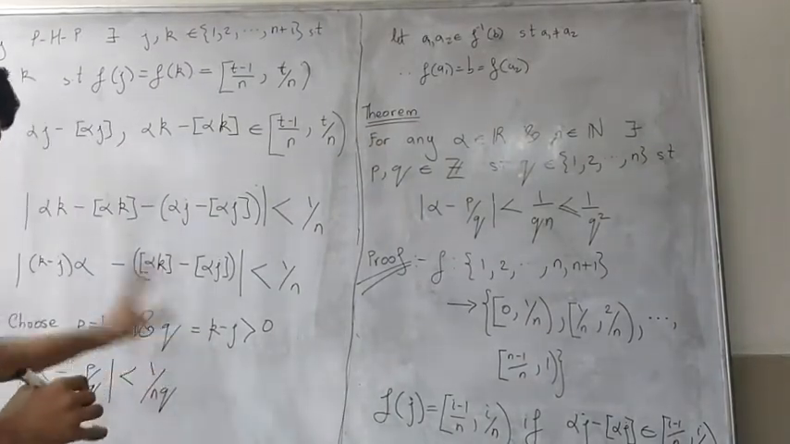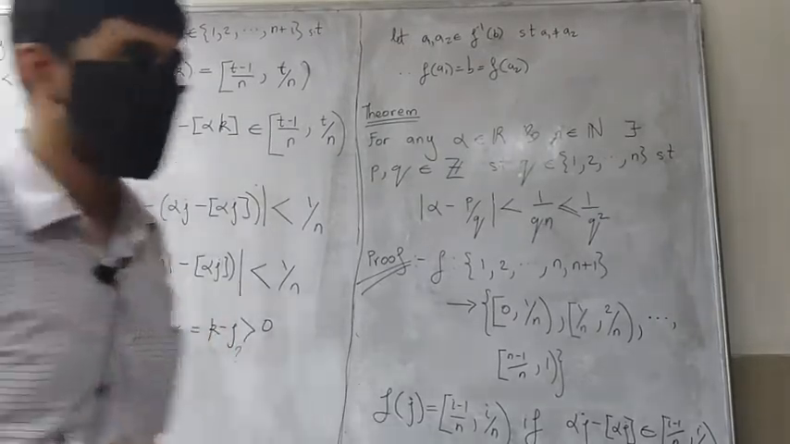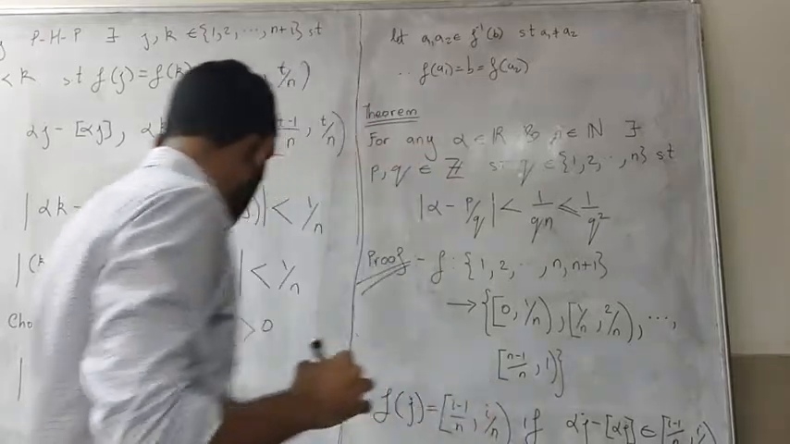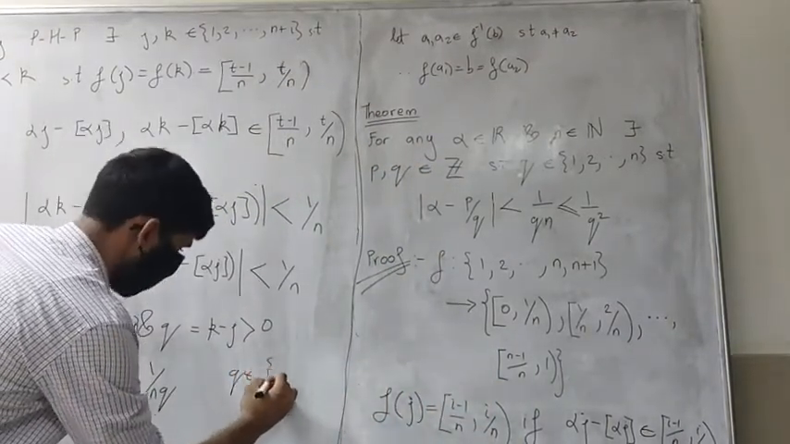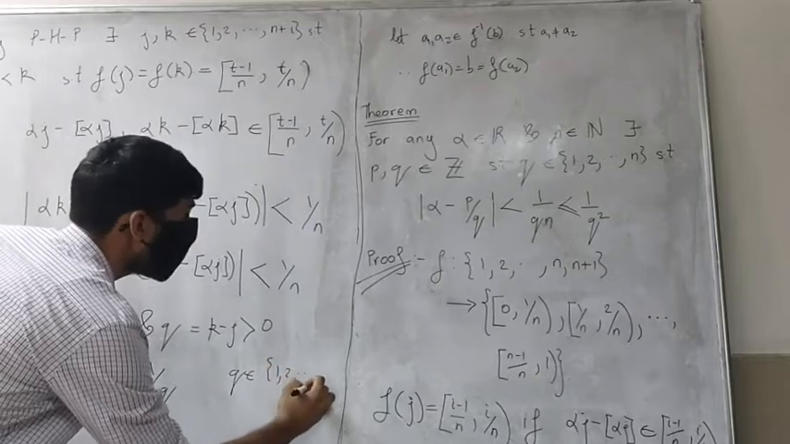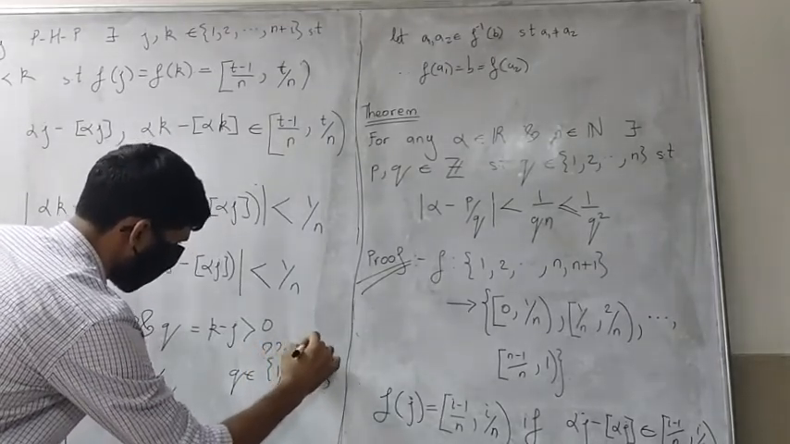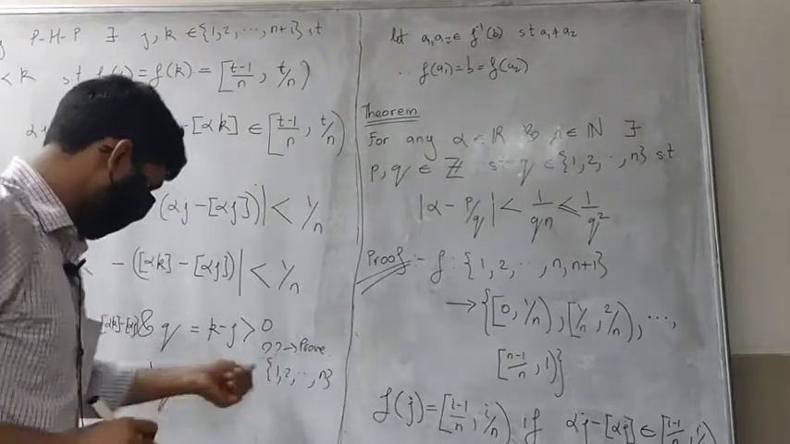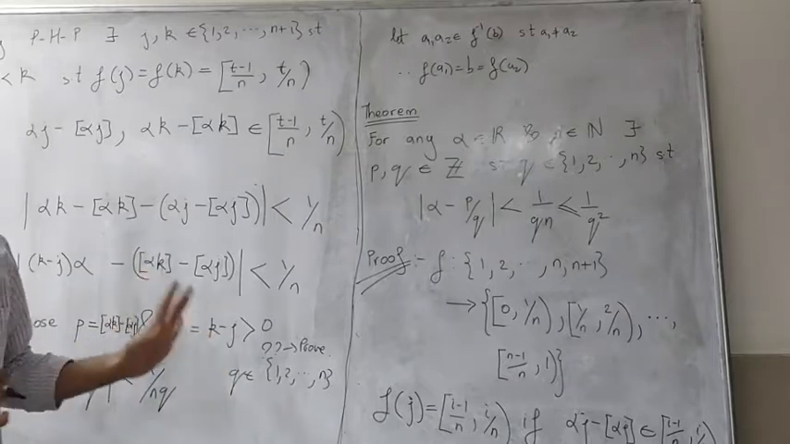So this is something which you need to give a proof to. That is, Q is in 1, 2 up to n. This is something which you need to prove. It's not difficult to prove. You need to look at what k and j are and make the argument.